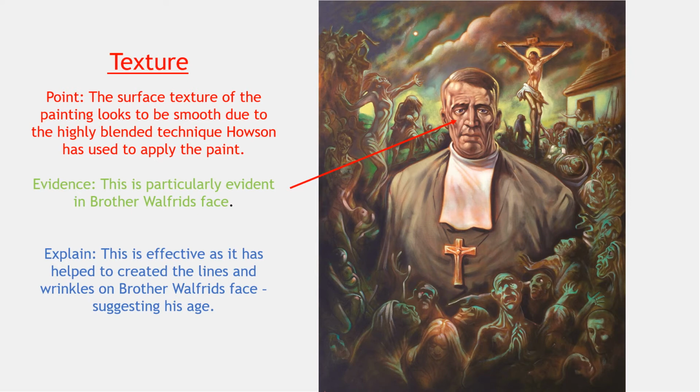A point that you could have made about texture in the Peter Howson painting is that the surface texture of the painting looks to be smooth due to the highly blended technique that Peter Howson uses to apply his paint. This is particularly evident in Brother Walfrid's face, and this is effective as it helps to create the lines and wrinkles on Brother Walfrid's face, which suggests his age.